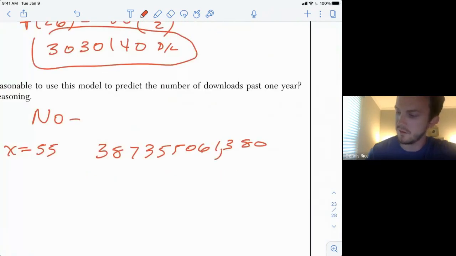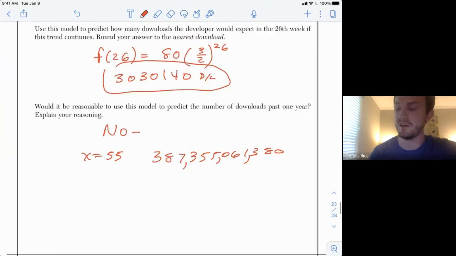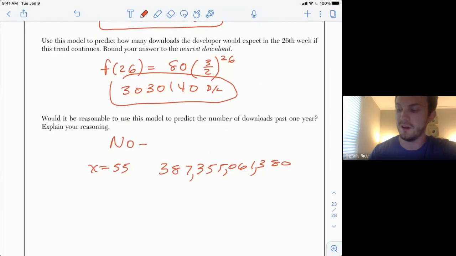What is this number even? 387 billion downloads. So that's what I mean. It's growing too rapidly. It works well in the short term, but the numbers get too large. That could be your reasoning: the numbers get too large to model the data past 1 year.